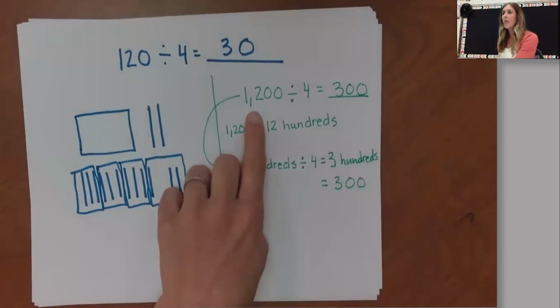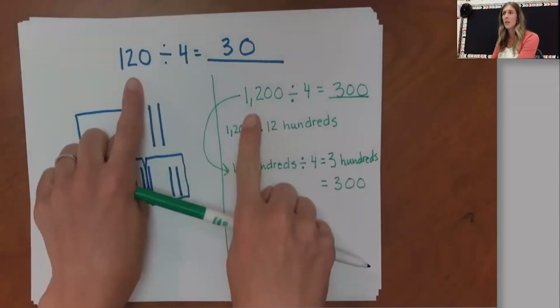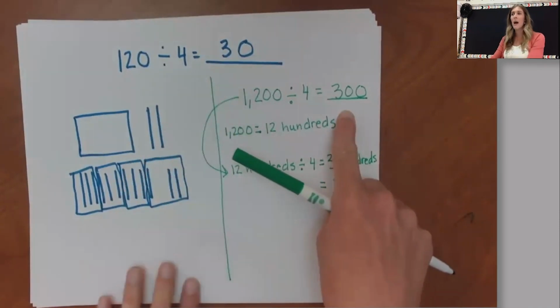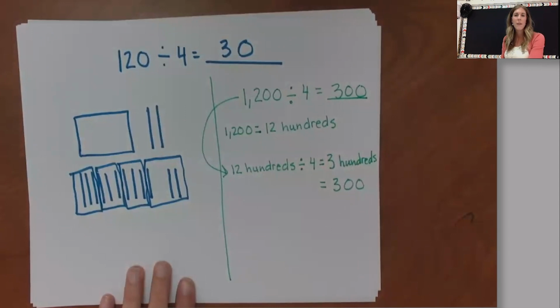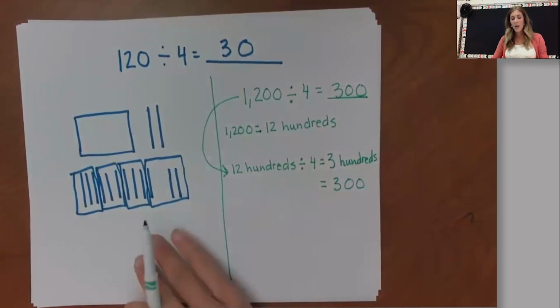The dividend 1,200 is 10 times more than the dividend 120 from our original question. What do you notice about the quotient? I'm hearing that it's also 10 times greater than our original quotient. So we can use place value and basic division facts to divide with larger numbers. Now, let's try another one together.